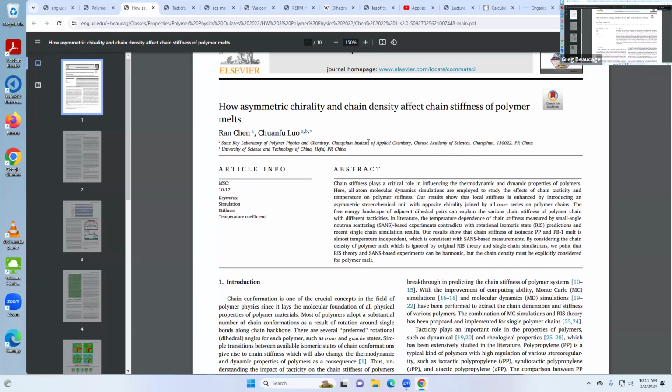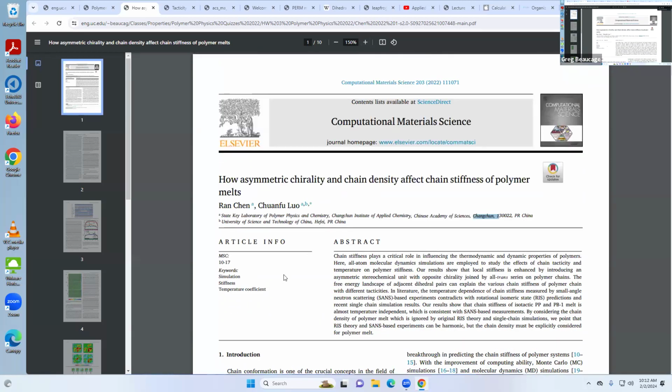So it's these guys from China. I don't know this place. And Chinese Academy of Sciences sounds good. I don't know this place. Anyway, I don't know these people, but I think it's a pretty good work. So they're doing a computer simulation to look at how something called tacticity affects persistence. And also they look at the temperature effect.